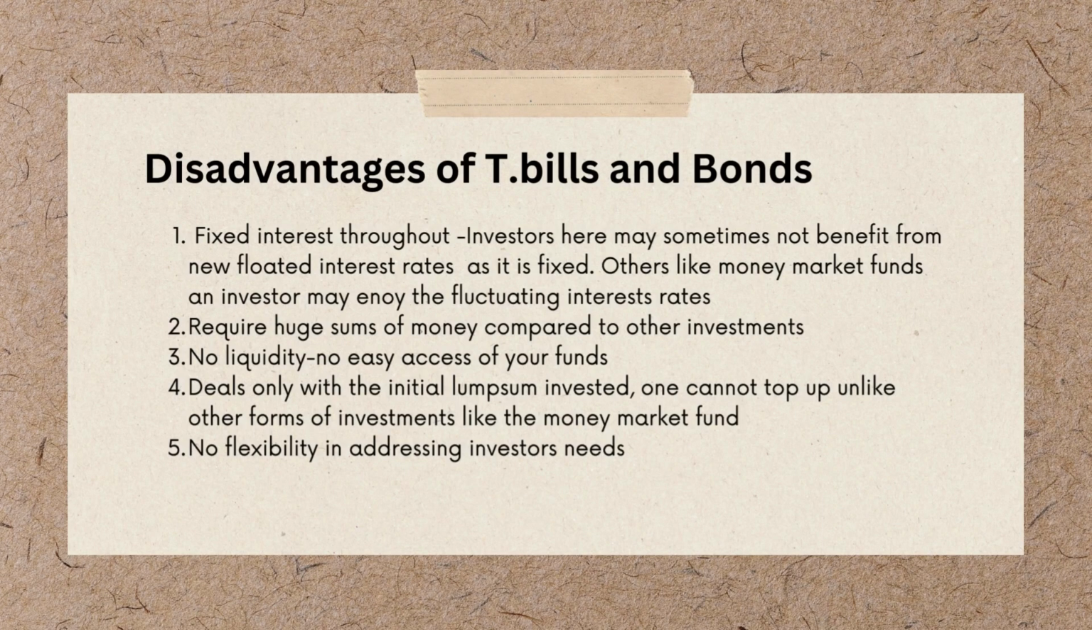There is no liquidity in Treasury bills, meaning once you've subscribed to it and your money has been invested, you will have to wait until maturity. However, sometimes you can resell it in the secondary market, but most of the time you'll find that you go at a loss when trying to resell it in the secondary market. So the Treasury bills and bonds only deal with the initial lump sum invested. You cannot top up the amount which you initially invested in the middle. You'll have to wait until maturity for you to subscribe to another Treasury bill.